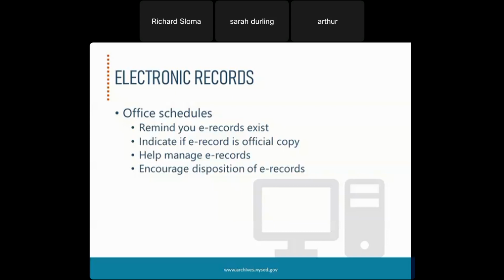Ideally, records management staff should partner with IT staff to identify the locations of each copy of electronic records scheduled for destruction and determine the best way to eliminate access to all copies.